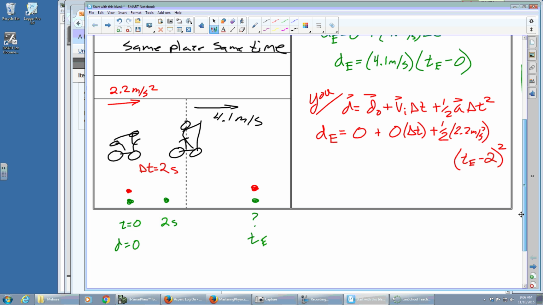So, we can set these two equal to each other. Try this a little simpler. dE equals 1/2 times 2.2 meters per second squared, dE minus 2 squared.